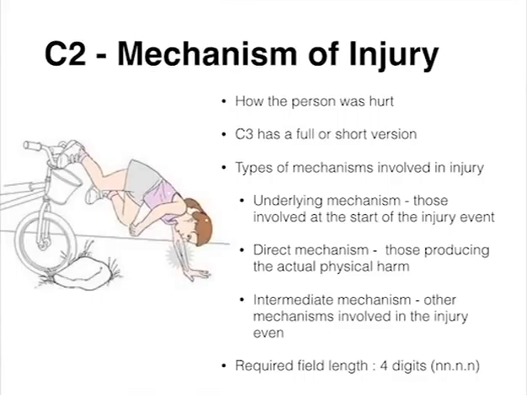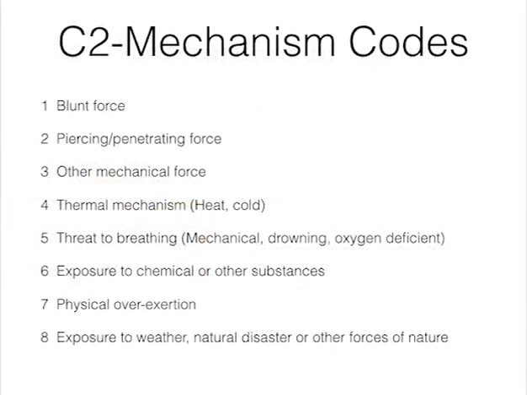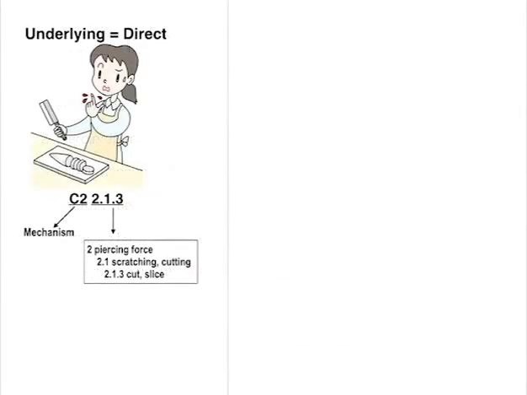The number of digits needed for classification are 4 digits. The following are the data elements included in the mechanism of injury. The direct and underlying mechanisms may be the same. For example, if a person cuts his or her finger with a knife while preparing food, the cutting of the finger is both the direct and underlying mechanism. Code is C2 for mechanism of injury 2.1.3, where 2 is for piercing, penetrating force, 2.1 is scratching, cutting, tearing, and 2.1.3 is cut, slice, slash with a knife.